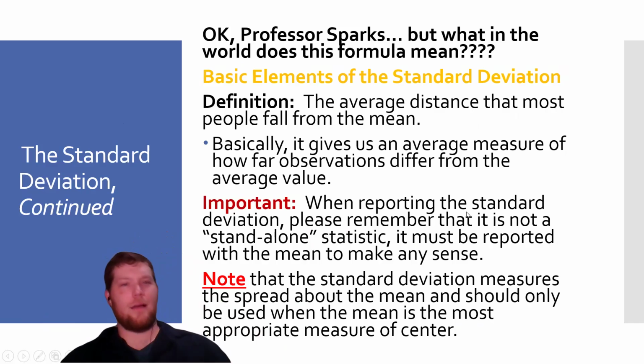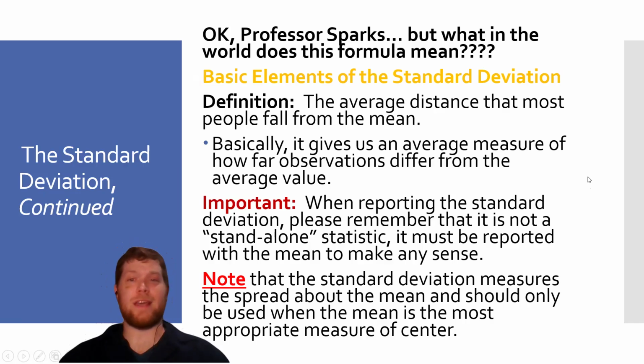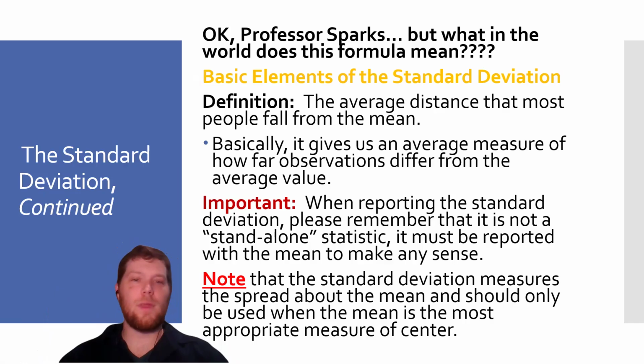So essentially, the basic element of the standard deviation is that most people fall near the mean, and it gives us an average measure of how far the observations differ from our average value. Now, reporting the standard deviation, please remember it's not a standalone statistic. You need to make sure you report not just the standard deviation, but the mean as well, because it gives us an idea of the center as well as how spread out it is.